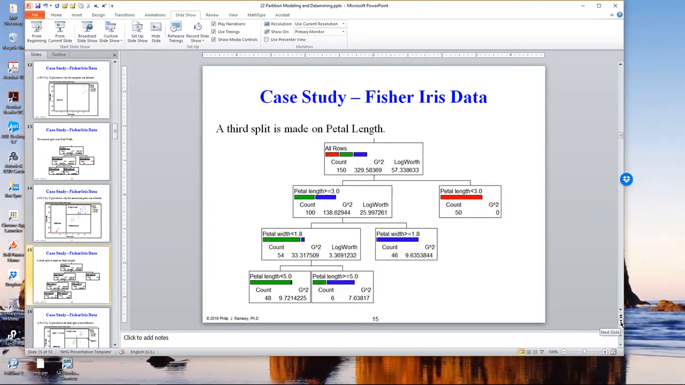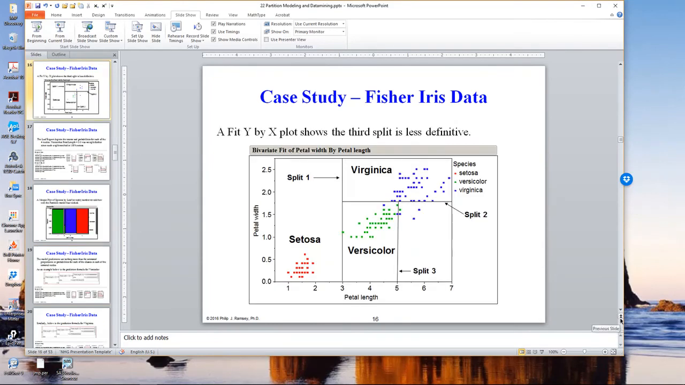So finally, we do one more split, and JMP picks petal length at 5 inches and splits it into 2 parts. And if we look at the data, you can see why JMP picked to do the split at 5 inches. So we now have 1, 2, 3, 4 rectangular regions that are partitioning the data. And notice that we've minimized the number of misclassifications. This is essentially how what we call partition modeling works.